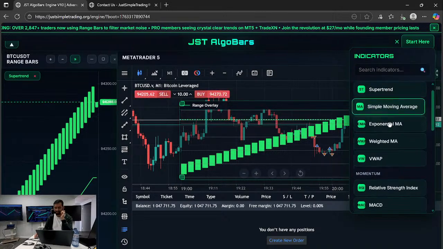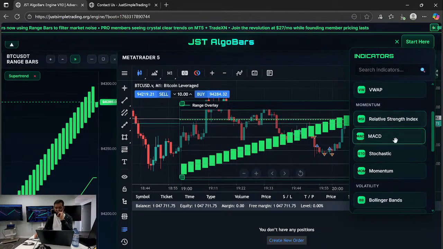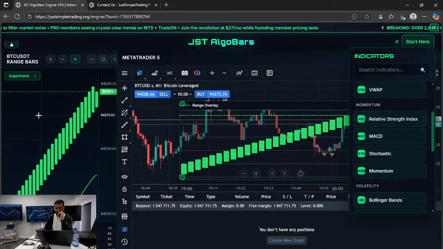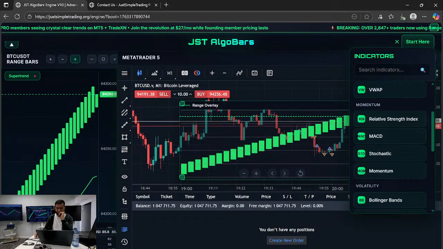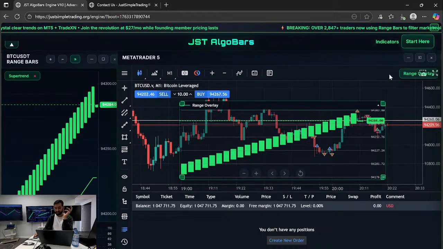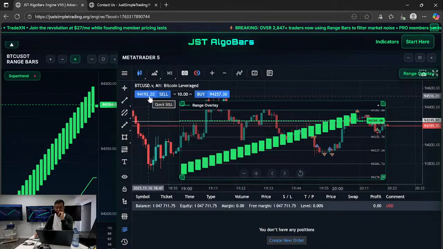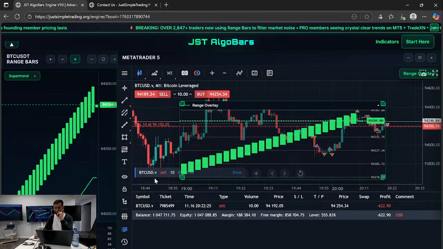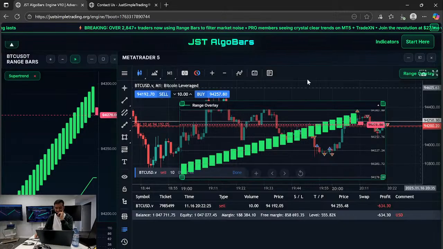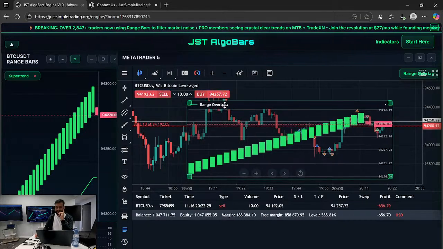All right, let's see. We can add some more indicators to this. So let's actually add the RSI. You guys can see the RSI right now is very high on the range bars. It's around 80, and we're getting a reversal right here. So let's see if we can actually enter the sell trade right here. There we go. Okay. Now I just entered a sell trade.